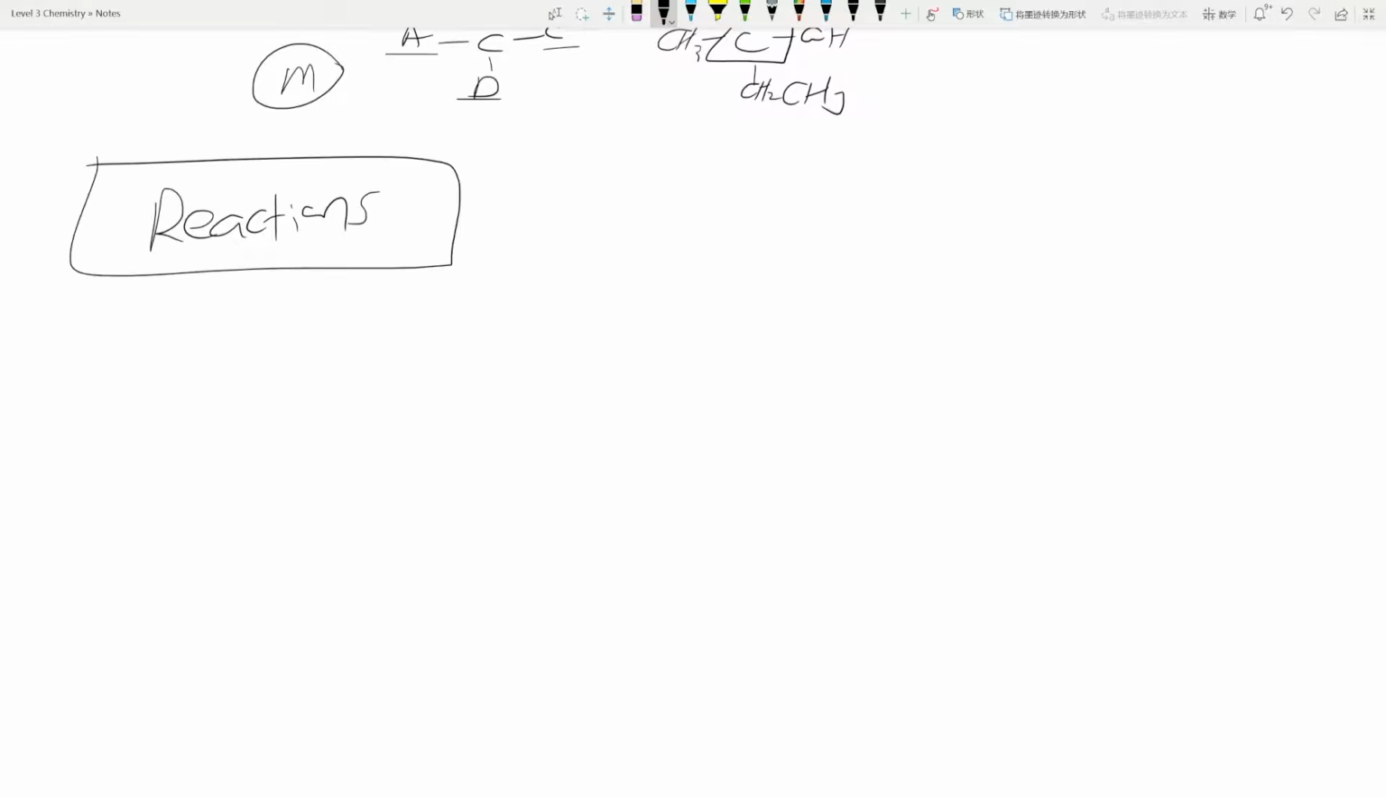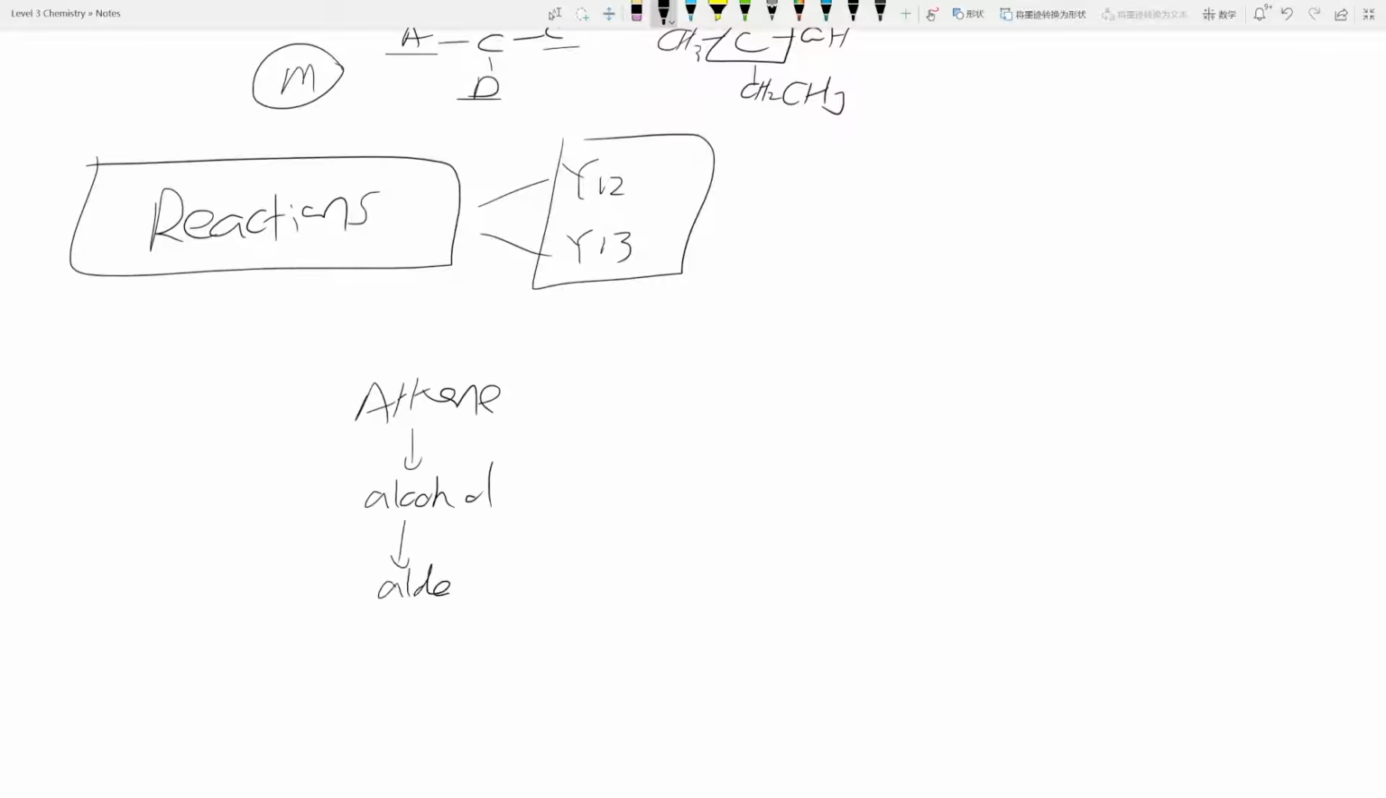So this is year 12, but you need to know this from year 12 all the way to year 13. So you need both years. You need to be able to go all the way from alkene to an alcohol, and then from your primary alcohol to an aldehyde, and then from your aldehyde to a carboxylic acid, then carboxylic acid to an ester. Then you can also do hydrolysis back to the carboxylic acid.